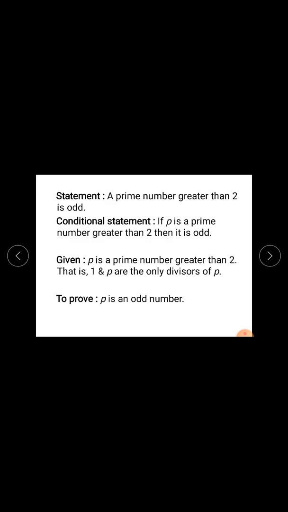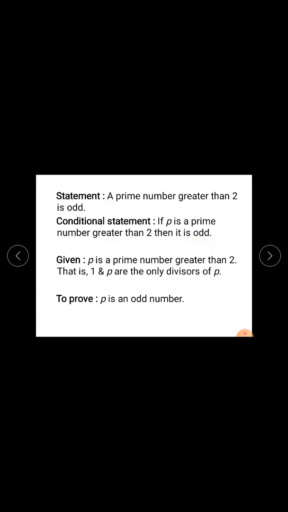How will you write it as a conditional statement? Conditional statement means if and then. If P is a prime number greater than 2, then it is odd.